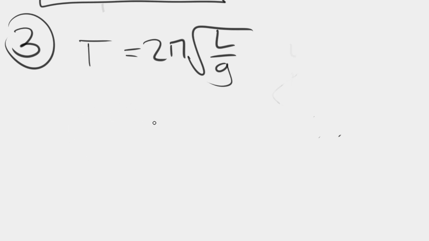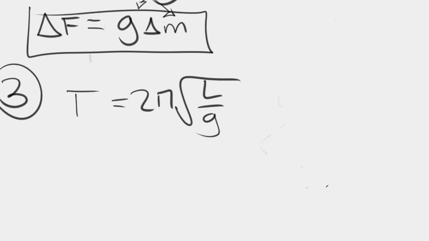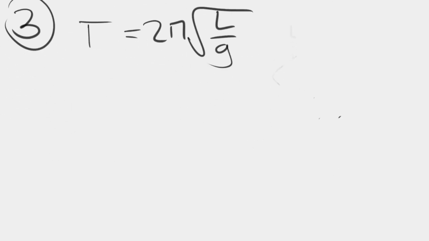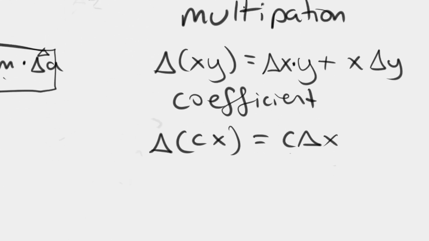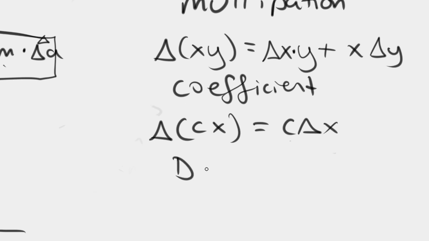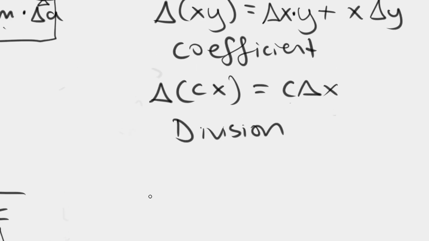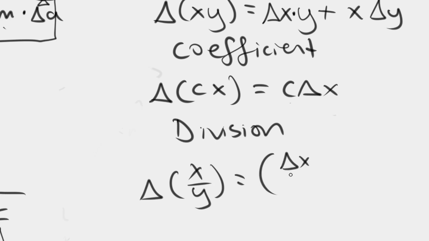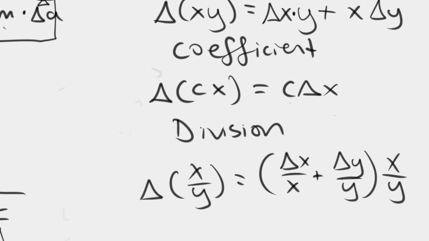Okay, so now I'm back. In order to do this, you have to use the square root rule, and it's sort of tempting to use the division rule. I'm going to put it down over here as a reminder. Division rule is if you have the uncertainty of x divided by y, that's going to be equal to the uncertainty of x divided by x plus the uncertainty of y divided by y, and then I believe it's times x over y. I believe that's the division rule.